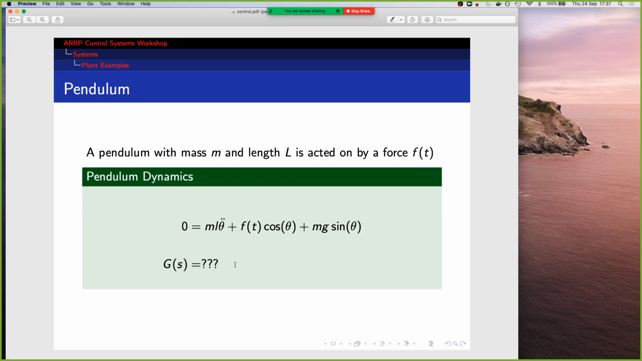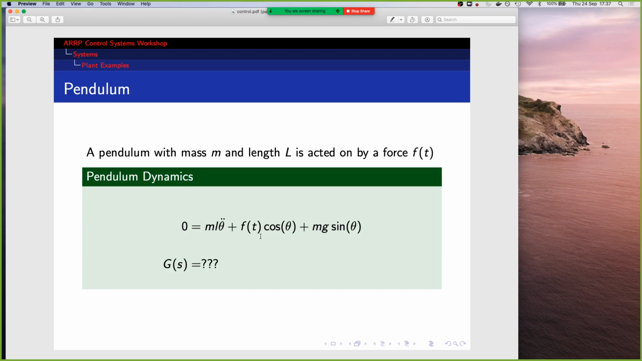What about a pendulum? Pendulum with mass m and length L is acted on by a force F. So what are the state variables for this guy? Yep. Exactly. Yep. So our angle, and so the angle that the pendulum makes with some sort of origin or coordinate system, and then the force that we're dealing with then. So I've used theta directly here instead of u, and f of t instead of y.